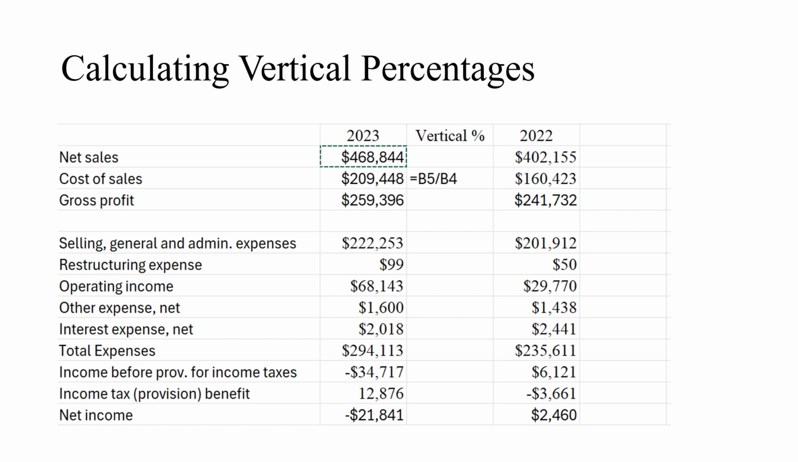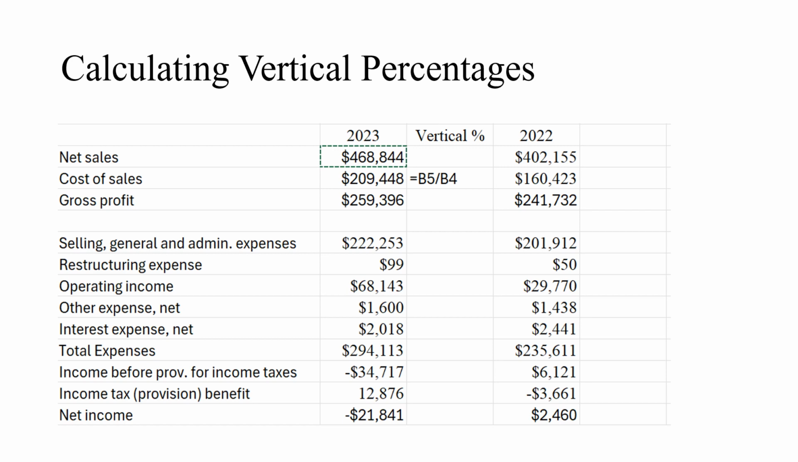So let's start with some vertical percentages. All right, the idea here would be to start with calculating the percentage of cost of sales compared to net sales. To do this, we would go to a formula. In this case, the formula is the cost of sales divided by net sales. Okay, and so this is the second number divided by the top number.